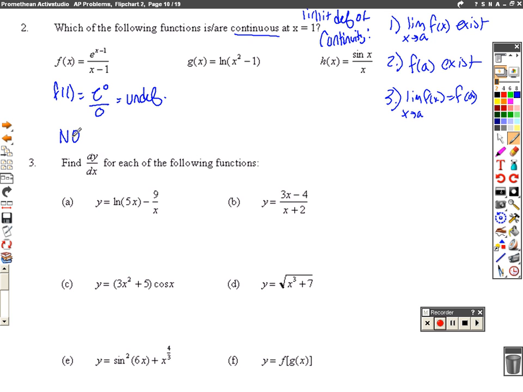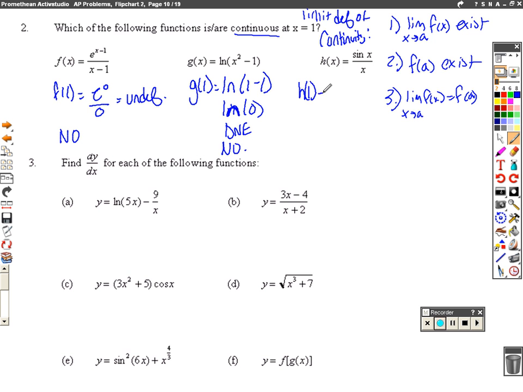Alright, next part. G of x equals the natural log of x squared minus 1. Let's try g of 1. That would be the natural log of 1 minus 1, which is the natural log of 0, which does not exist. So no, it fails number 2 again. Still does not exist.